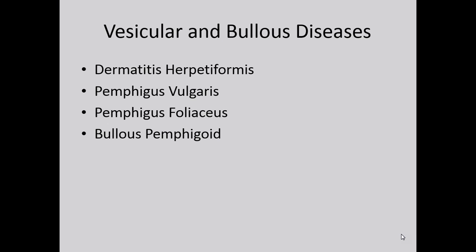Dermatitis herpetiformis, which is specific to gluten allergy, Pemphigus vulgaris, and its very similar cousin Pemphigus foliaceus. And then we'll see what's the difference between those two and bullous pemphigoid. Similar, but still there are some differences that we'll try and get the specifics with.